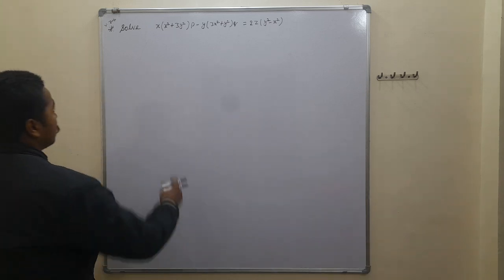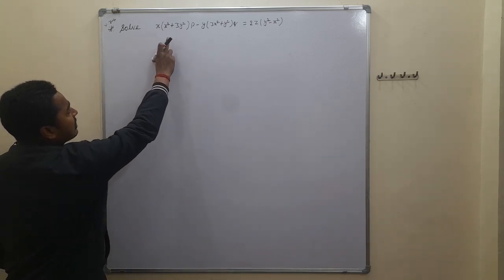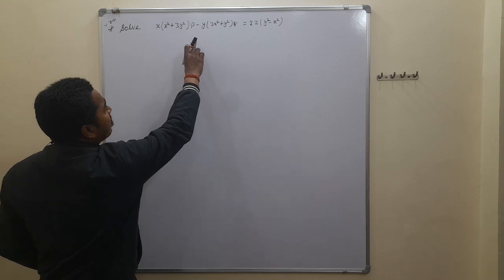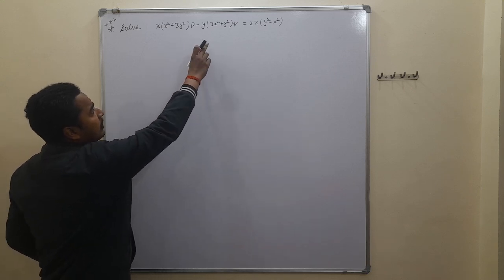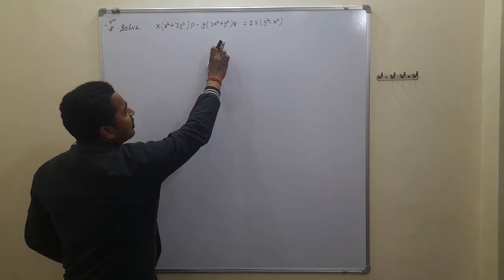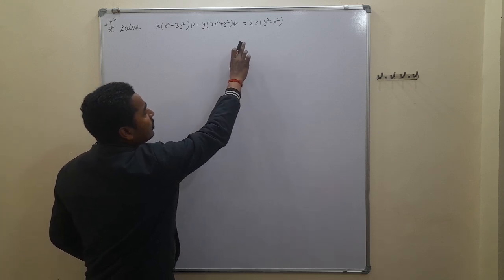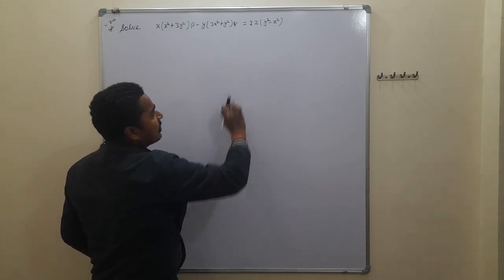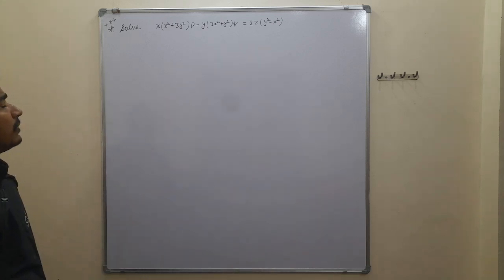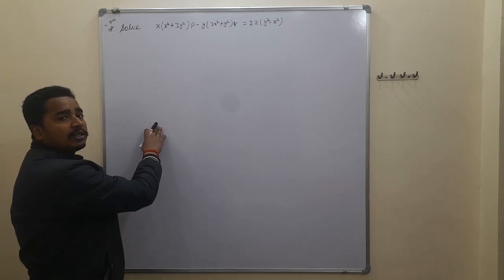Hello everyone, myself Hans. Today we are going to solve the given problem. Here in the question, solve x(x² + 3y²)p − y(3x² + y²)q = 2z(y² − x²). We can solve the given problem with the help of Lagrange differential equation.